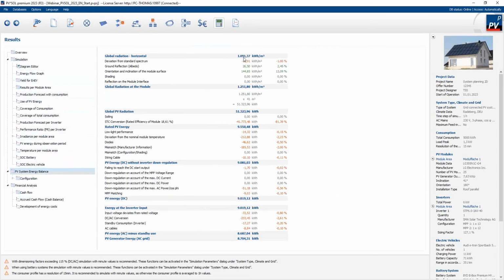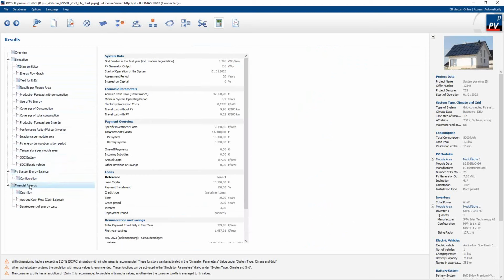Basically, you have the global radiation income, and then some gains due to ground reflection and the orientation and inclination of the modules, and the rest are all losses due to the efficiency of the modules and the inverter, etc. Then we have the financial analysis with all the information we have entered, and what you can see here is the minimum system operation period. It's about 9 years. So after 9 years, we are going into plus.